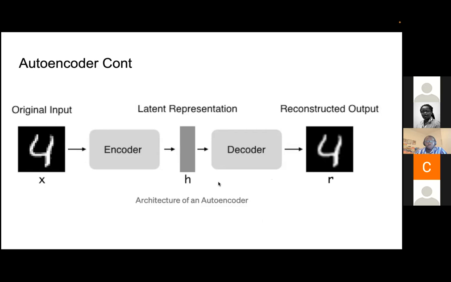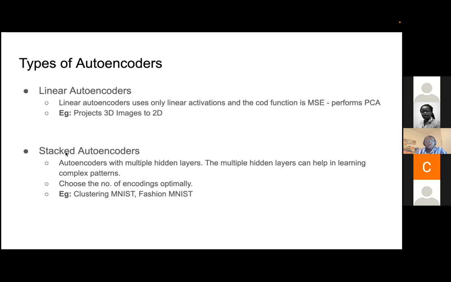And the only difference between linear and stacked encoders is the number of layers in the encoder and decoder architecture. In linear autoencoder, we discussed that the encoder and decoder will be a single layer neural network. It's not a single node neural network, but a single layer neural network. But stacked autoencoders, the name itself says multiple layers were stacked together to form an encoder. And in a similar manner, multiple layers were stacked together to create the decoder architecture also.